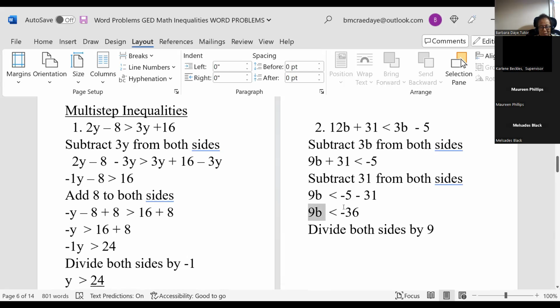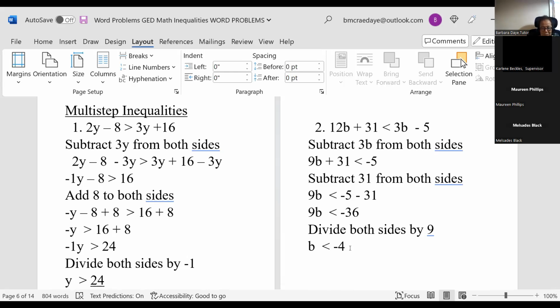9 into 36 is 4. Okay. So what's your answer? So we'll just have b on the left side. Answer is b less than what? Less than 4. Plus or minus? A minus. That's it, because it's minus over plus, right? So this would be -4.